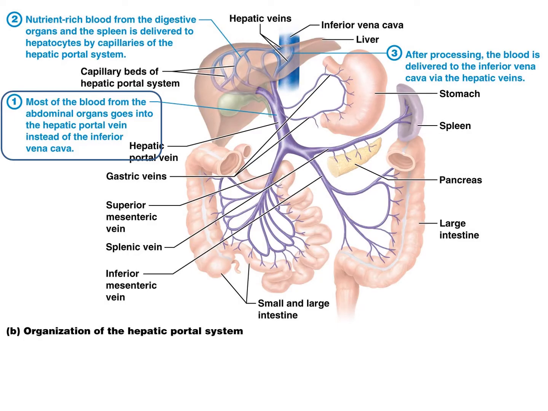Okay. So we see in this diagram of the hepatic portal system that most of the blood from the abdominal organs goes directly into the hepatic portal vein right here. You can see that they're all converging together, from the superior mesenteric, the splenic vein, the inferior mesenteric, as well as the gastric veins, to here the single vessel, the hepatic portal vein.